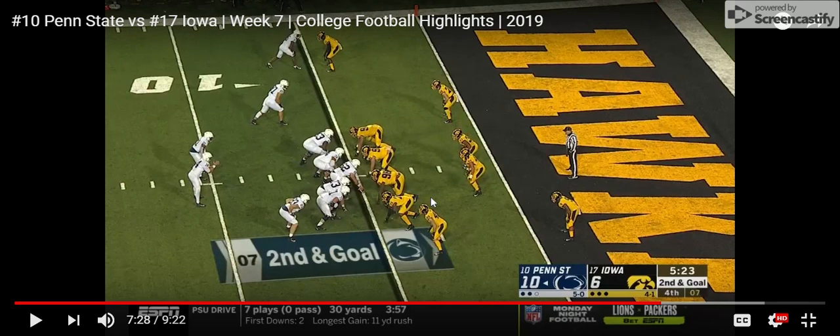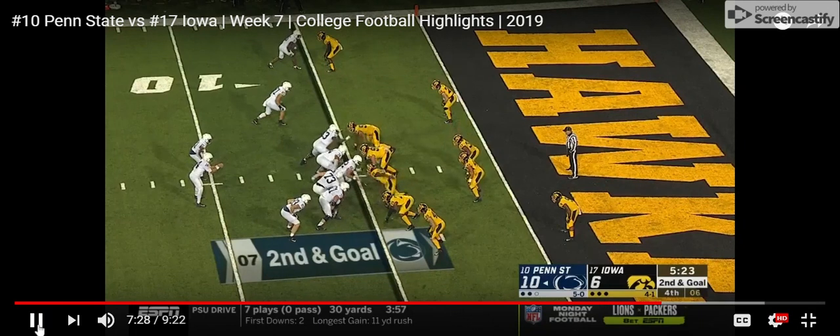Penn State audibled to run something here to the boundary. So on the surface, it's going to be very, very similar. Cain is going to be the wide player here. Clifford is going to read this defensive end. If this defensive end crashes, the pitch is going to go wide to Cain. If he goes wide, Clifford is going to keep the ball inside. So we're going to look at that part of the play first.